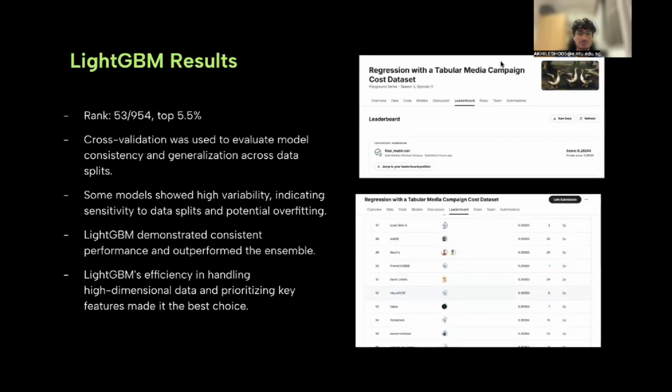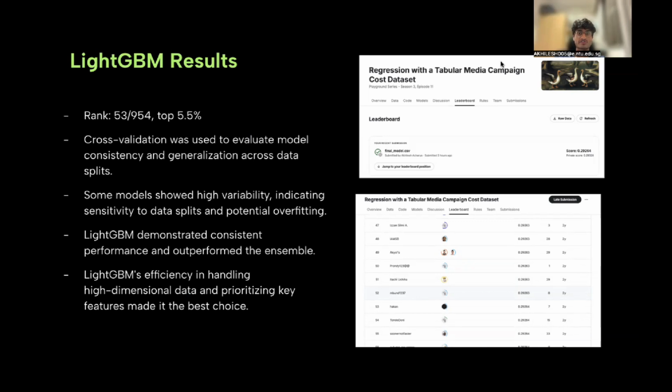Our final model achieved a rank of 53 out of 954, placing us in the top 5.5%. To ensure reliability, we applied cross-validation. This revealed that LightGBM maintained consistent performance across various data splits, whereas other models, including the ensemble, showed higher variability and signs of overfitting.